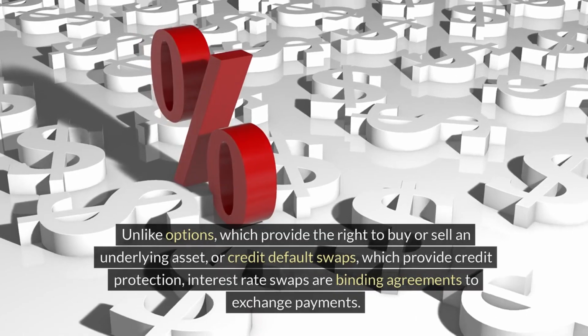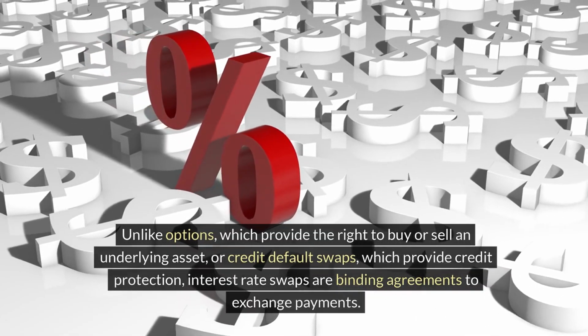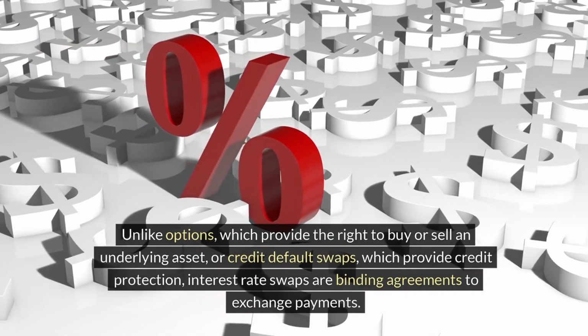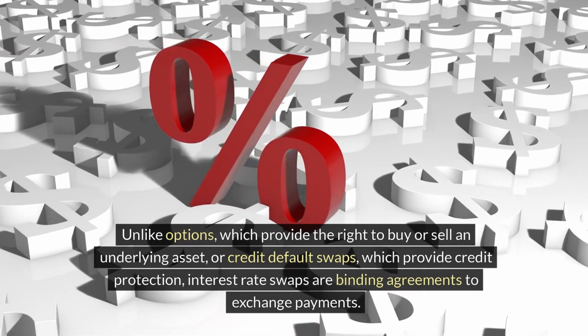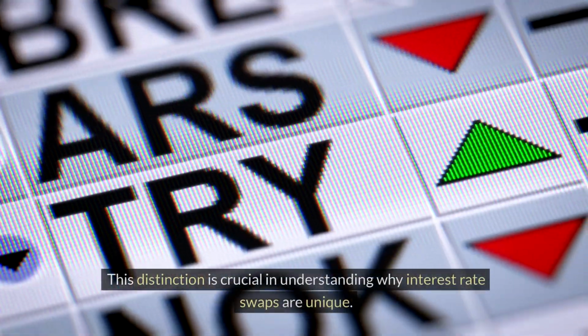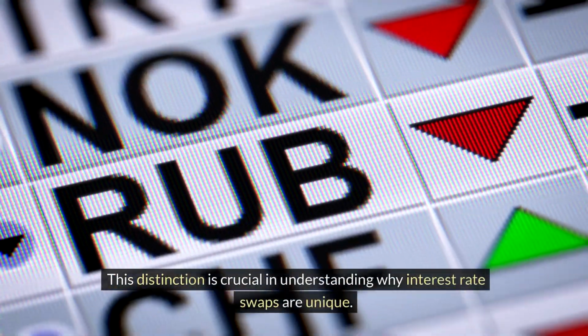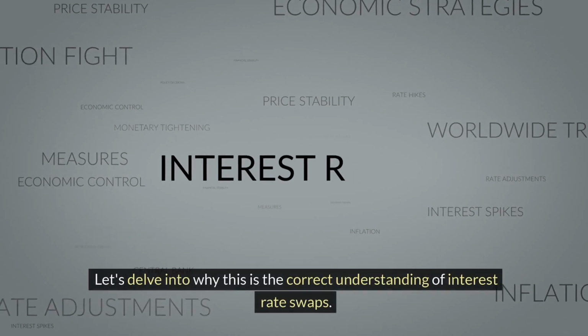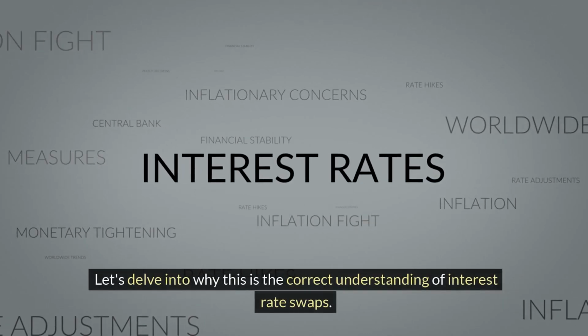payments. Unlike options, which provide the right to buy or sell an underlying asset, or credit default swaps, which provide credit protection, interest rate swaps are binding agreements to exchange payments. This distinction is crucial in understanding why interest rate swaps are unique. Let's delve into why this is the correct understanding of interest rate swaps.